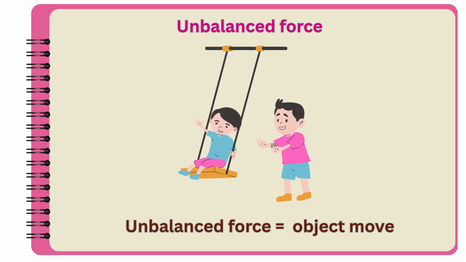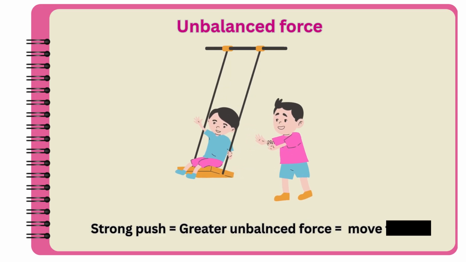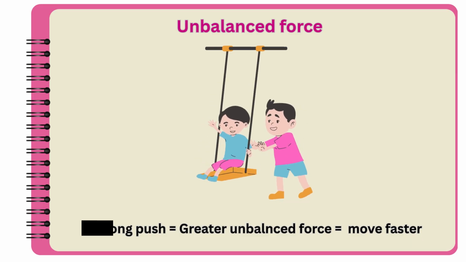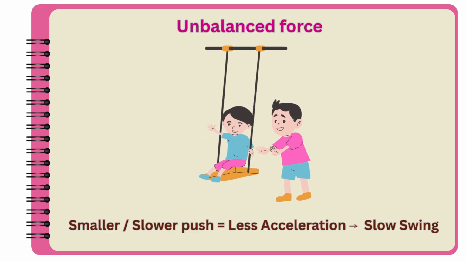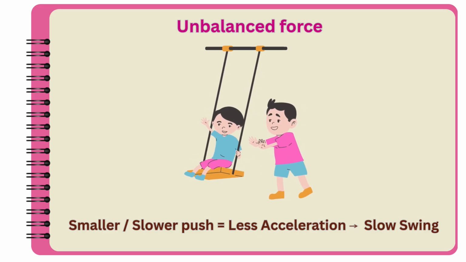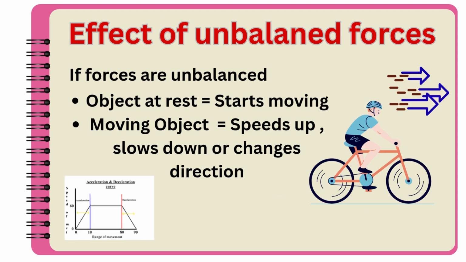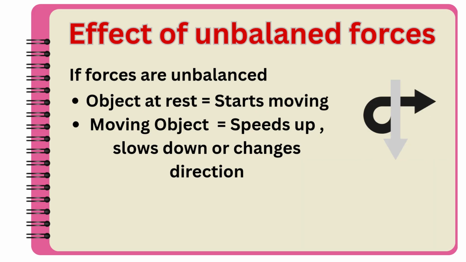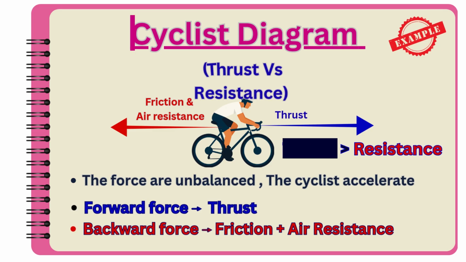This happens because the unbalanced force applied changes, and a strong push creates a greater unbalanced force, making the swing go faster. A slower or smaller push results in less acceleration, so the person swings slowly, as you can see on the slide. So unbalanced forces cause acceleration, deceleration or turning. The cyclist accelerates because the thrust is greater than the resistance, so the forces are unbalanced.